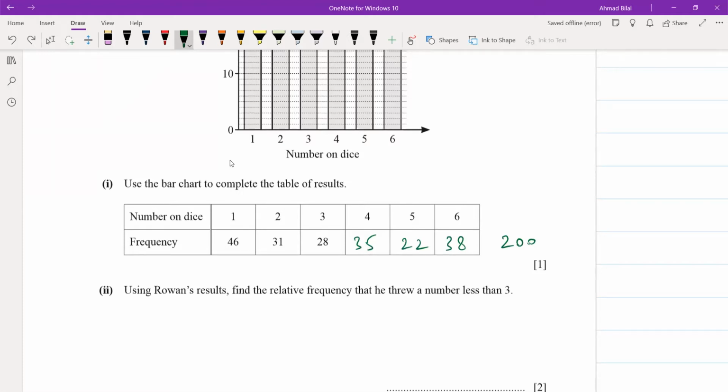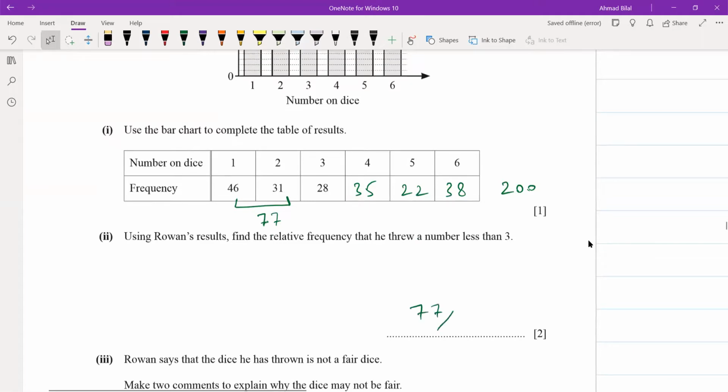So 3 से कम numbers कौन से हैं आपके पास? You've got these two numbers, 1 और 2. ये total frequency इनकी कितनी आती है? 46 plus 31. What's that? 77. Okay, ये total 77 है. Out of the total, out of 200, the relative frequency of a number less than 3 वो क्या हो जाएगी? 77 divided by 200. Right? So that's the relative frequency for this. Is this okay? Yes, sir.